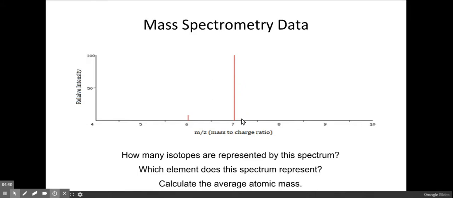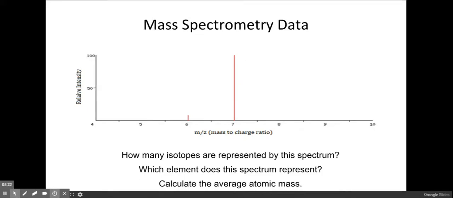Sometimes the graphs for diatomic elements are a little more complicated because you'll see for each isotope of the individual atom, you'll have a peak for each one of those. Like chlorine, you'd have like a chlorine 35 and a chlorine 37, but you would also have Cl2 because it's diatomic. You would have double those. You'd have two more peaks at double 35 at 70 and another one at 74 for double 37. So they can be a little bit misleading. But here we have only two isotopes, one peak for each.